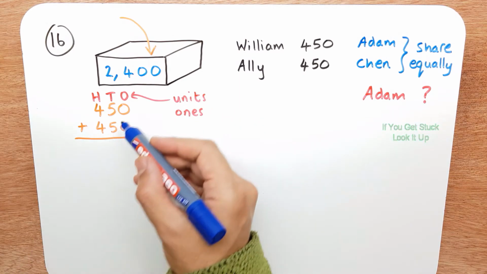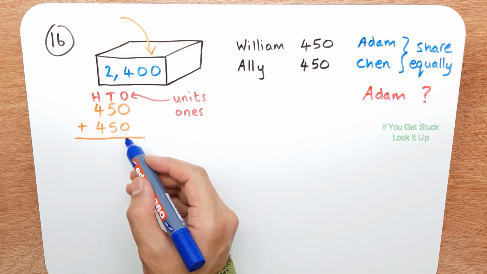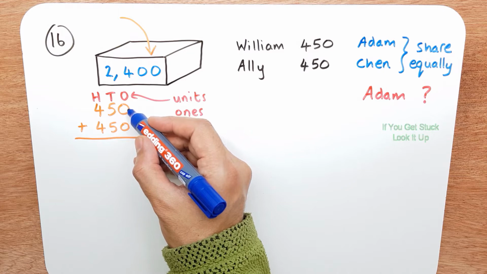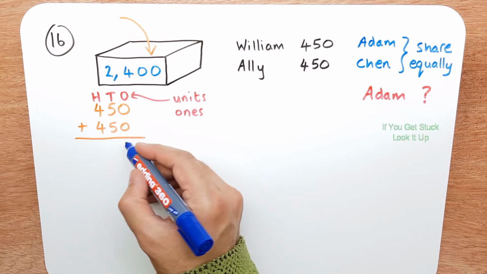So let's go ahead and add these two numbers. Always start from the smallest column, the one on the right. 0 add 0 is 0.